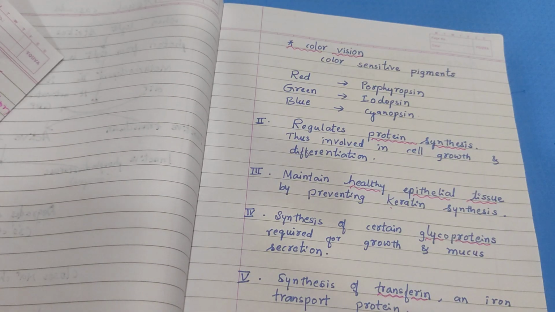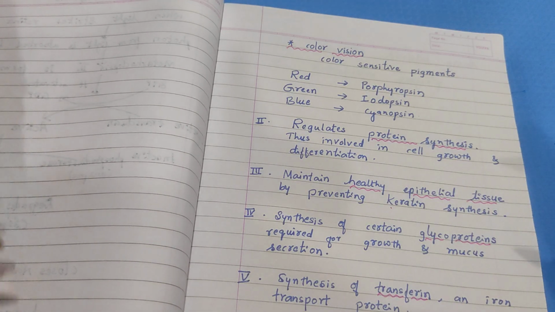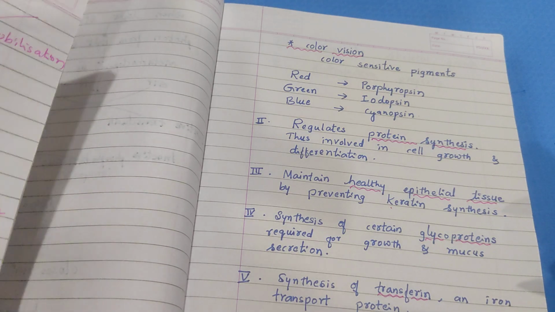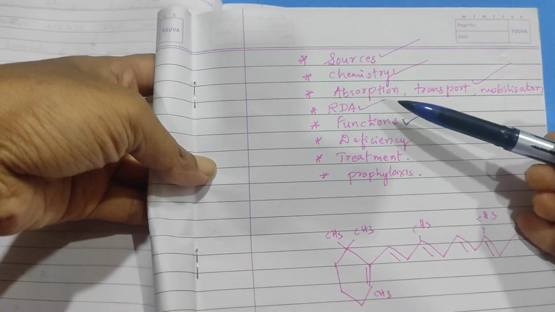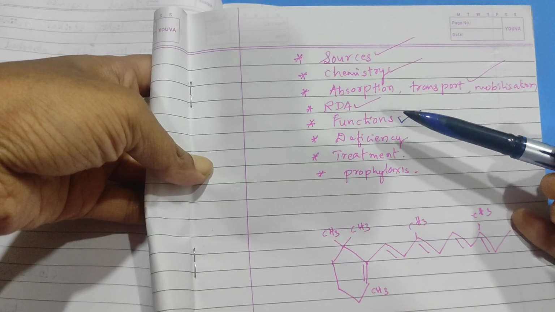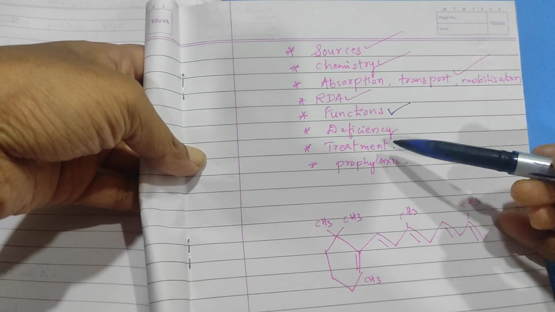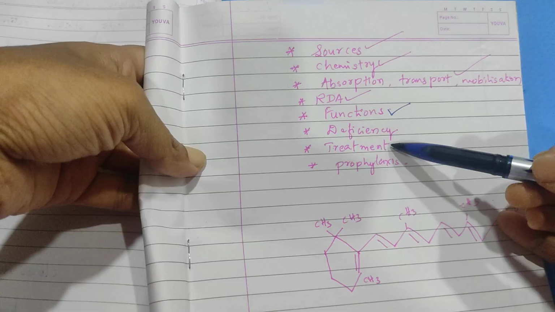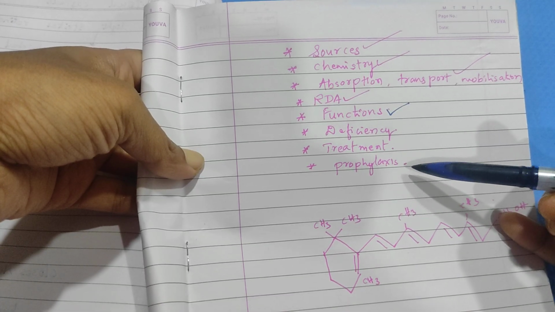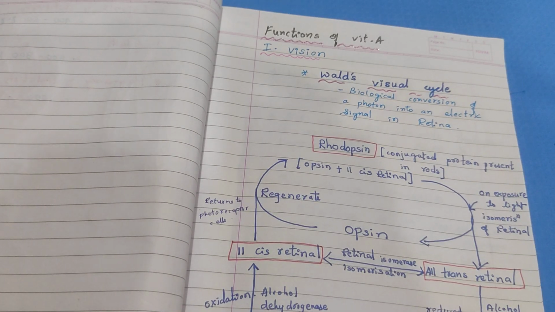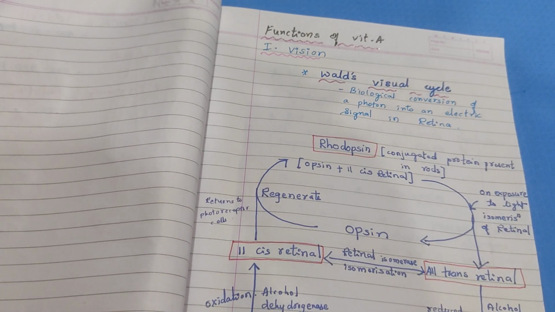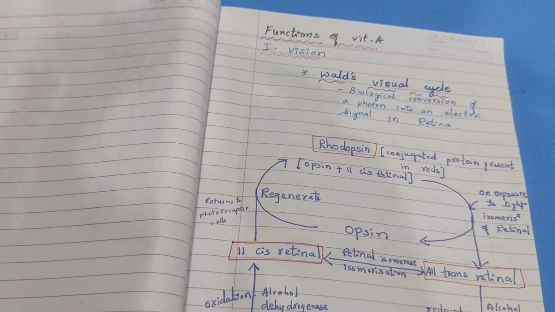So dear friends, in this video I tried to cover the functions of vitamin A, which is a very big topic again. So we covered sources, chemistry, absorption, RDA, and functions. In the next video, I will be discussing about the deficiency, treatment and prophylaxis of vitamin A. I hope today's video helped you to understand some part of the Wald's visual cycle, visual cascade.